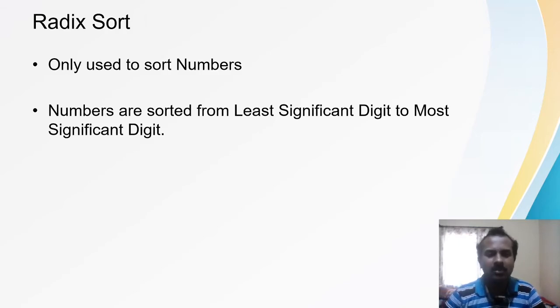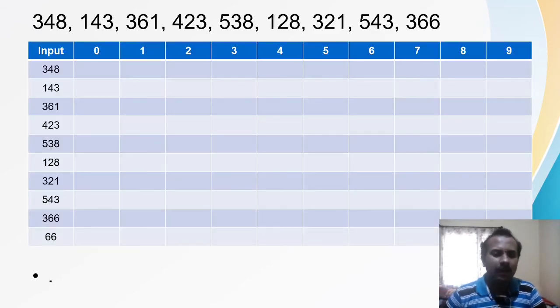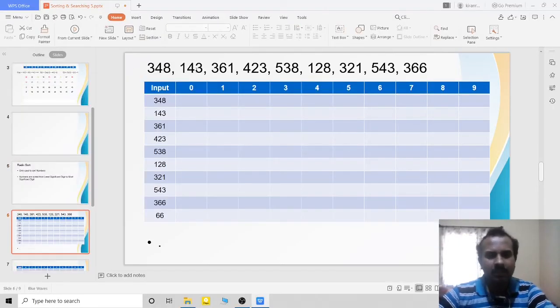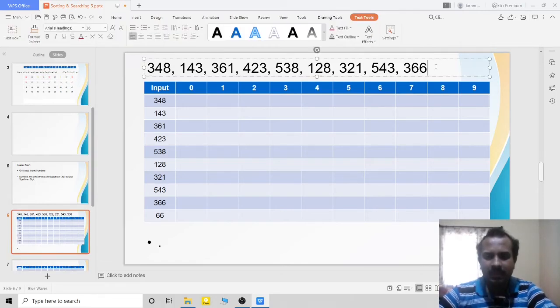Next is radix sort. Radix sort is used only to sort the numbers, and the radix sort is done by sorting the least significant digit first, then to the most significant digit. So I have the numbers here, that is 348, 143, 361, 423, 538, 128, 321, 543, 366. Then I have another number, that is 66.